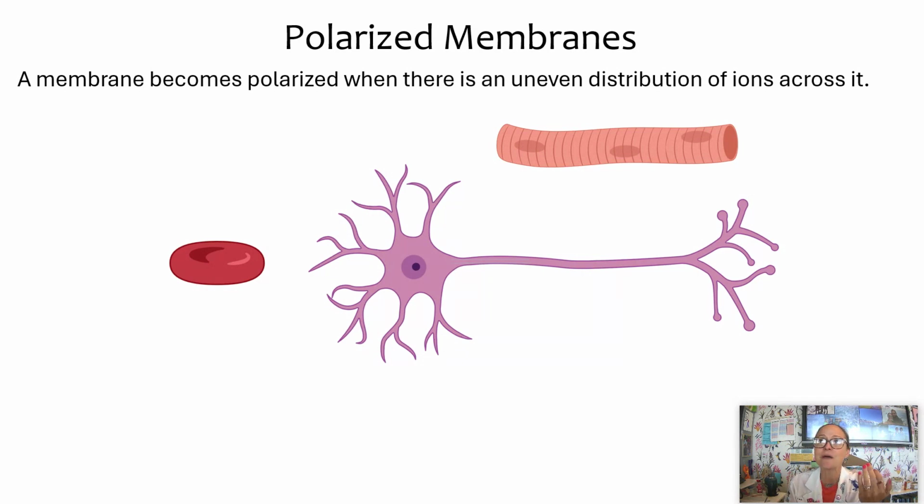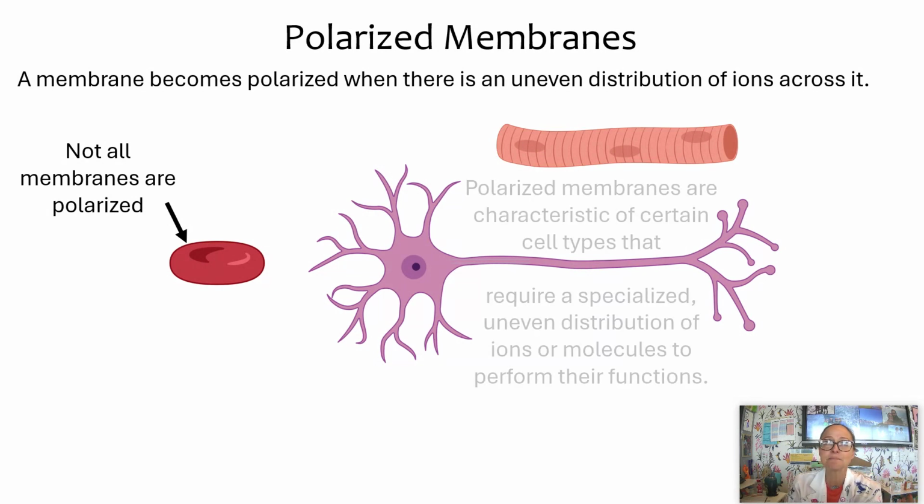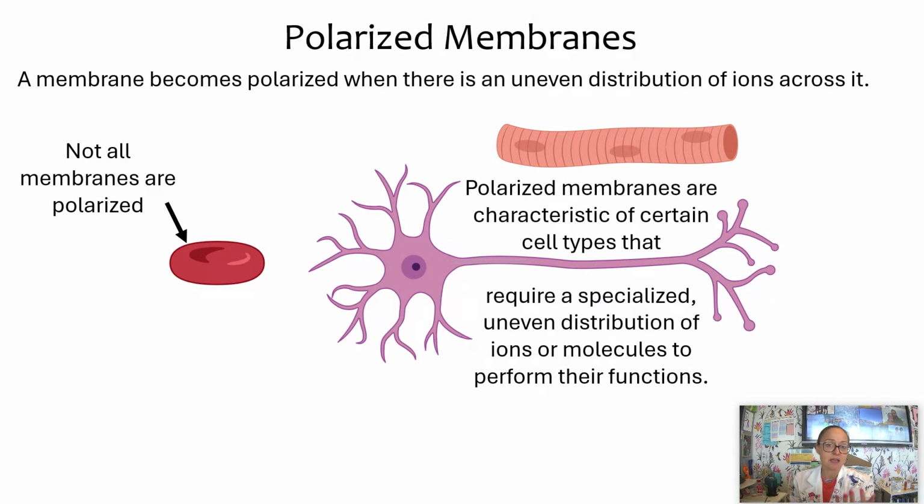So, polarized membranes exist when there's an uneven distribution of ions across the membrane. When we think about ions across the membrane, remember they can only cross through a protein channel. And so if you have a fatty acid center of the phospholipid bilayer, that does create a separation of ions. They cannot go by simple diffusion. So when you have this uneven distribution of ions across a membrane, that membrane becomes polarized. Now, this is not the case in all membranes. For example, red blood cells do not have polarized membranes. It is mainly important or characteristic of certain cells like muscle cells and neurons.